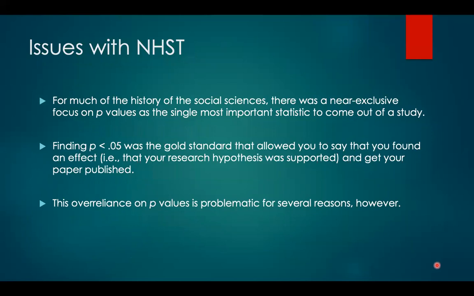Now, for much of the history of the social sciences, there was a near exclusive focus on p-values as the single most important statistic to come out of a study. So finding a p-value less than 0.05 was this gold standard that allowed you to say that you found an effect, or in other words, that your research hypothesis was supported by the data. And then you can get your paper published if you have that p lower than 0.05. Now, this over-reliance on p-values is problematic for several reasons.